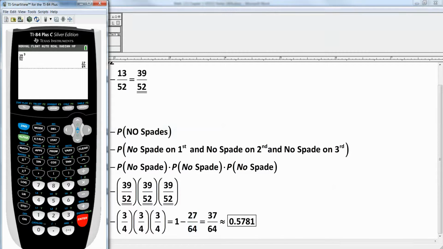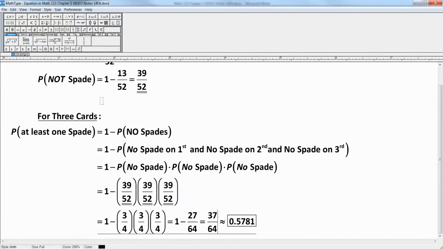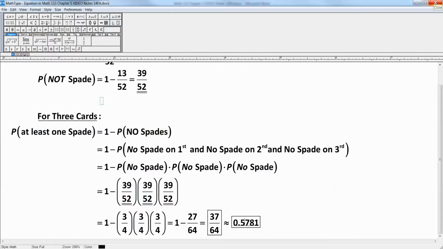Then I take 1 minus that. So 1 minus that answer, enter. And I see it's 37 out of 64, which is what I have right here, 37 out of 64, which is technically a correct answer, but if they want a decimal, it's 0.5781.